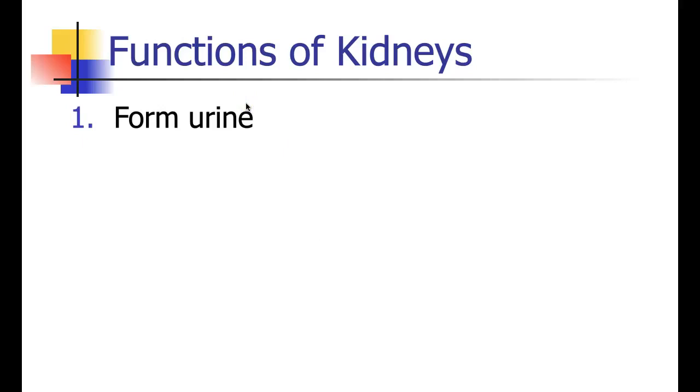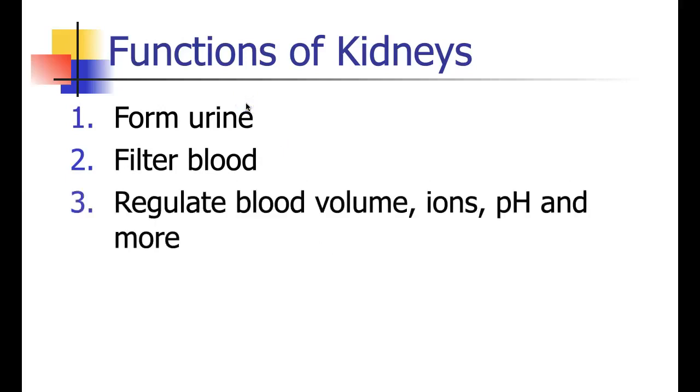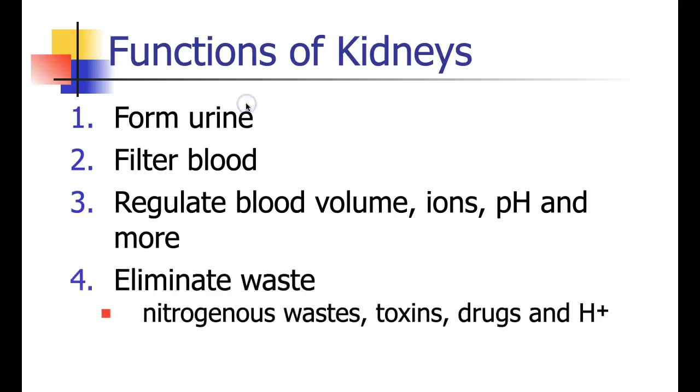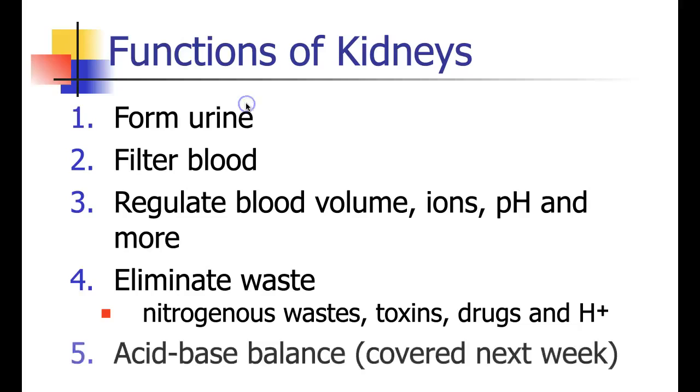So the first one that everybody knows about is that the kidneys form urine, but the kidneys also have lots of other important jobs. One is to filter blood, and it regulates a whole lot of things. So it regulates blood volume, ions, pH, and more. The kidneys eliminate waste. These are going to be nitrogenous waste, toxins, drugs, and hydrogen ions. And kidneys are in control of acid-base balance. We'll get to this in a later chapter.